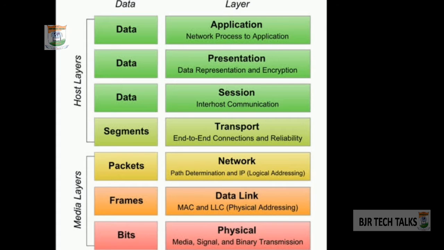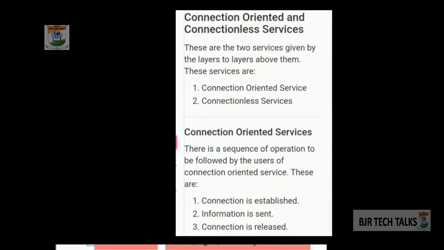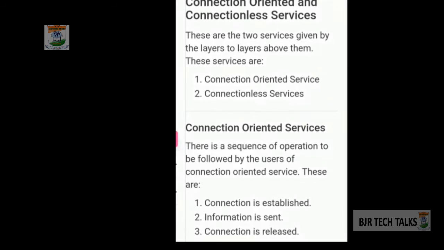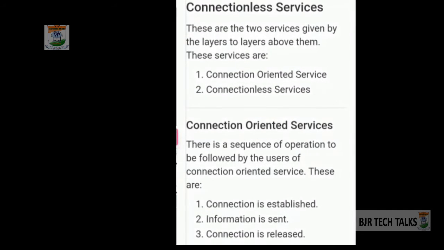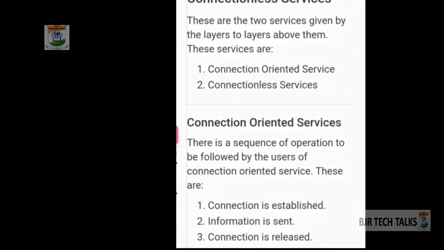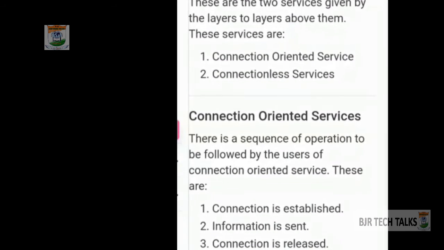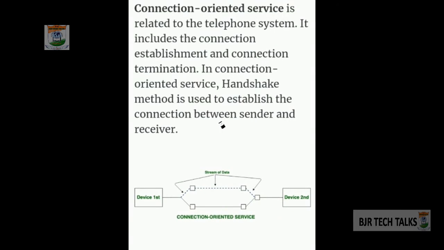The transport layer provides 2 types of transport services. First one is connection oriented services. Second one is connectionless services. In connection oriented services, there are sequential operations. First, the connection is established, second, information is sent, and third, the connection is released. In connection oriented services, there is more reliability and true delivery. Examples are Bluetooth and ShareIt. Authentication is needed and the data is successfully delivered.